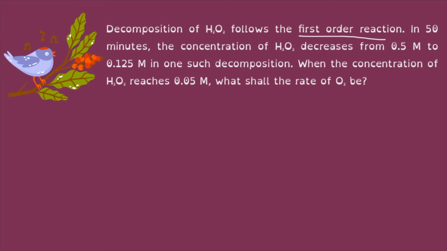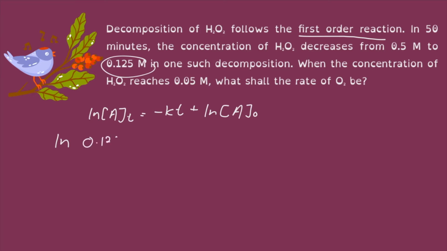So since this is following the first order reaction, we're just going to use the first order reaction formula, which is ln At is equivalent to negative kt plus ln A naught. Right, so we're just going to plug in. So ln At, which is the final concentration, is ln 0.125, equivalent to negative K, and your t is actually 50 minutes. So just write 50 here, plus ln, the initial concentration is 0.5.